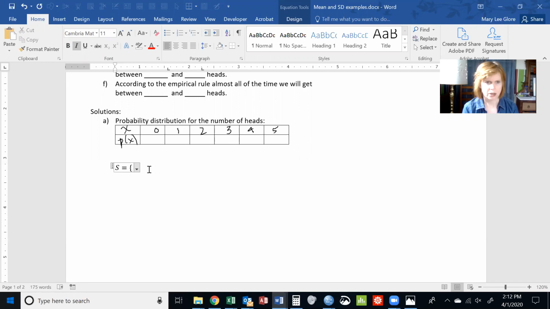All right, so I could flip 5 heads. I could get head, head, head, head, head. And the next one, I could get 4 heads and a tail. And then I could go on, and at the end, I could get 5 tails. All right, so that is my sample space.